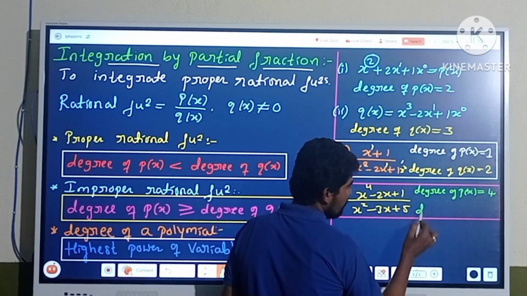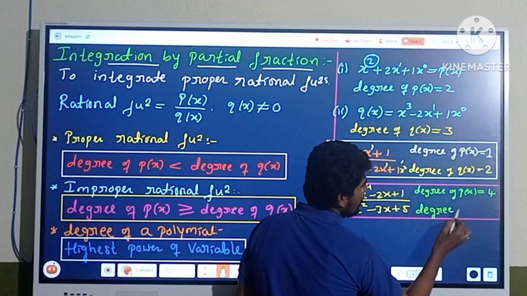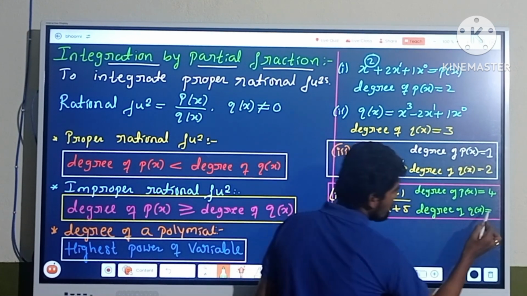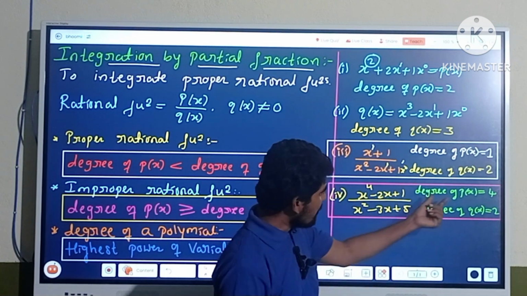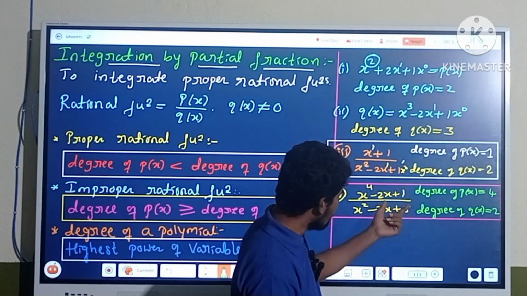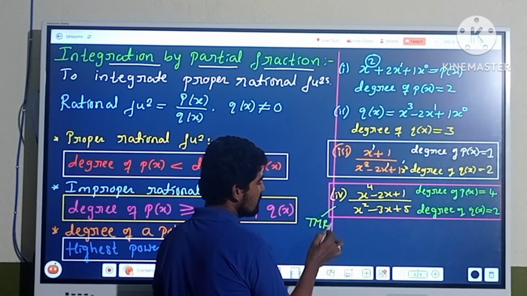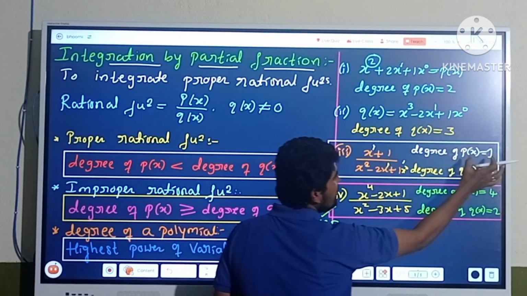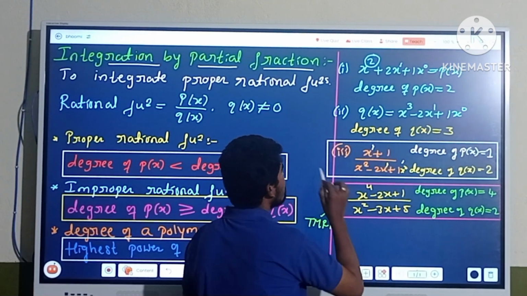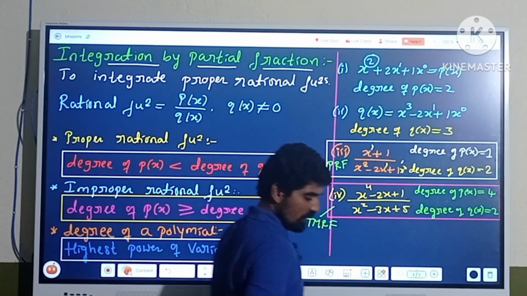And the degree of the polynomial in the denominator, that is Q(x): the highest power is 2, therefore its degree is 2. So observe here, the degree of P(x) is greater than the degree of Q(x). Therefore this is an improper rational function. And where the degree of the polynomial P(x) is less than the degree of the polynomial Q(x), this is a proper rational function.